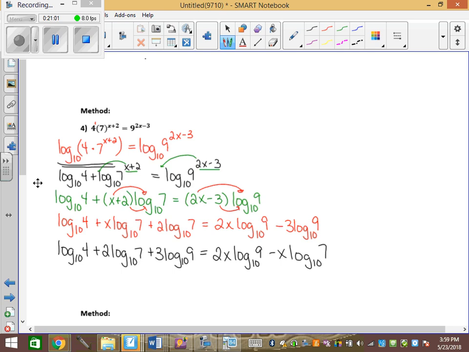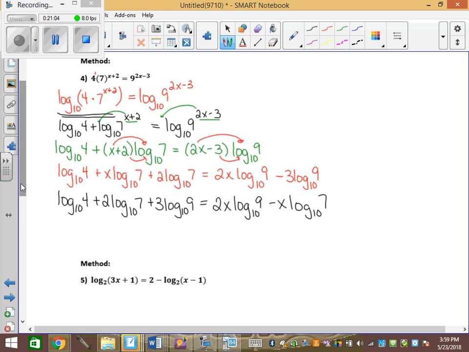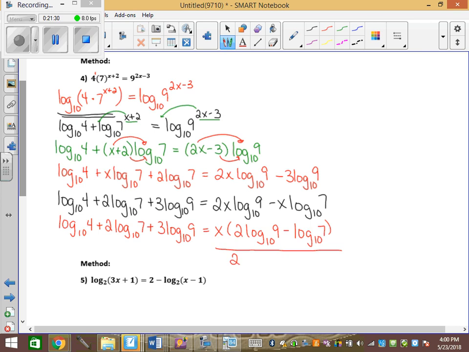The reason why I get my x's to one side is so I remember to take that x out. So this side's going to stay the same: log base 10 of 4 plus 2 log base 10 of 7 plus 3 log base 10 of 9 equals x, and what's left over is 2 log base 10 of 9 minus log base 10 of 7. And then I'm going to divide that over: 2 log base 10 of 9 minus log base 10 of 7.